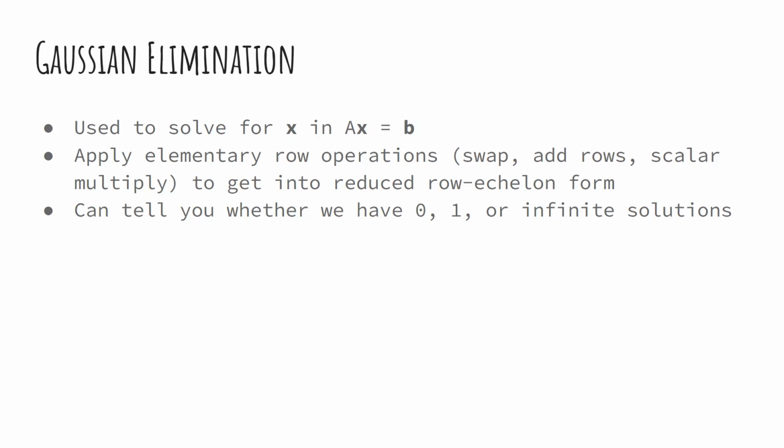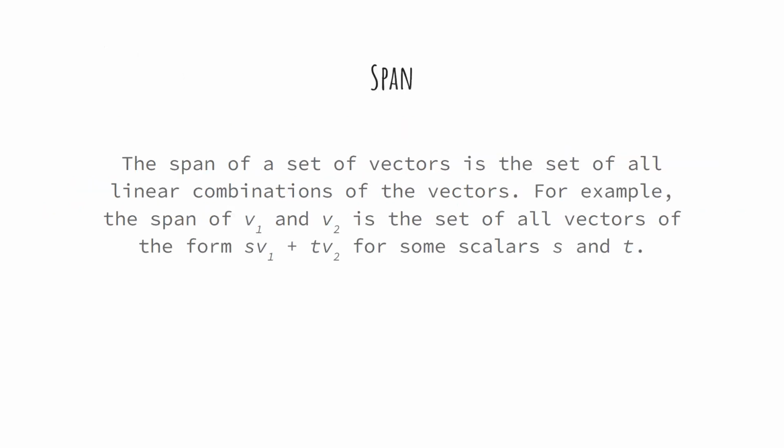And when doing these operations, you can tell whether you have 0, 1, or infinitely many solutions by the final form that we're looking at, reduced row echelon form. So yeah, that's Gaussian elimination.